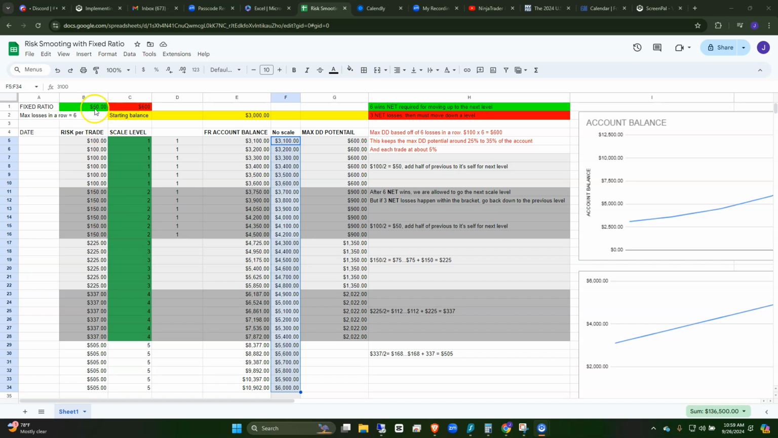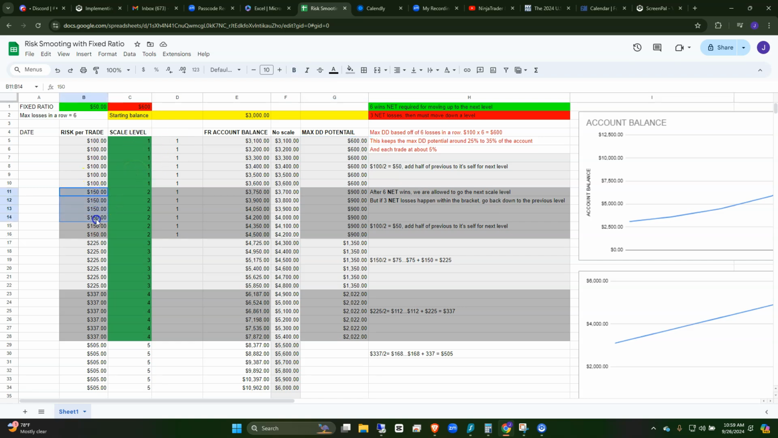So our fixed ratio here is going to be $50, and our max drawdown, max losses in a row, is 6. So at our first risk level, which is $100 per trade, our max potential drawdown is $600 based on our historical data.